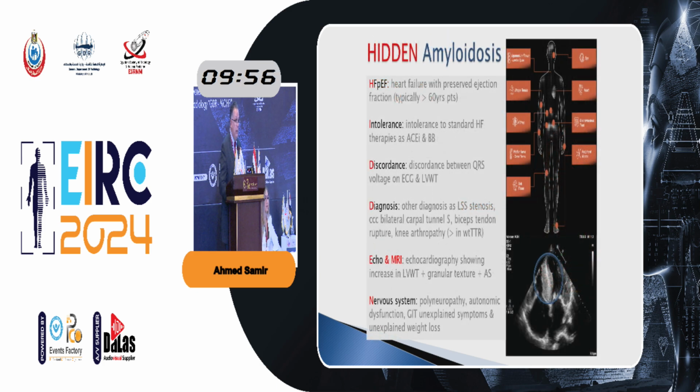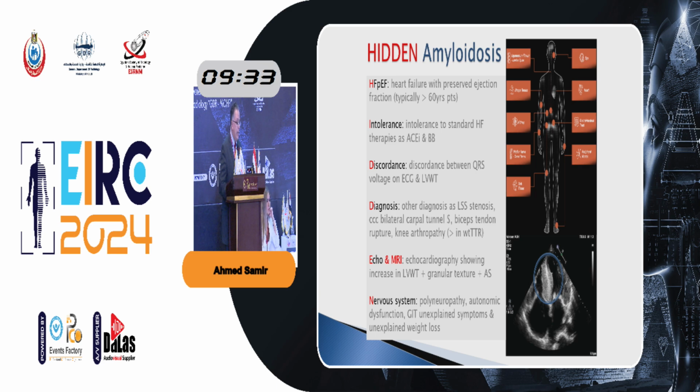Amyloidosis is a difficult disease to diagnose. That's why we summarize it in the form of HIDDEN: H for heart failure, I for intolerance to medications, D for discordance in the ECG, which has a pseudo-infarction-like pattern. Diagnosis is usually delayed, and we can have lumbar spine stenosis. We can have bilateral carpal tunnel syndrome, which is very common in cases of amyloidosis.